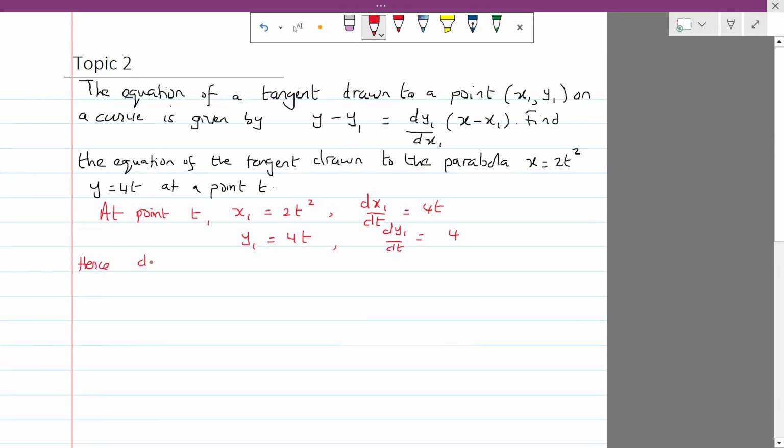Hence, how do you find dy by dx? dy1 over dt, which is 4, over dx1 over dt, which is 4t. Therefore, this is 1 over t. So, this is a gradient. What you have just found, 1 over t, is the gradient. Hence, the equation of the tangent is y minus 4t equals the gradient, which is 1 over t, times x minus 2t squared.